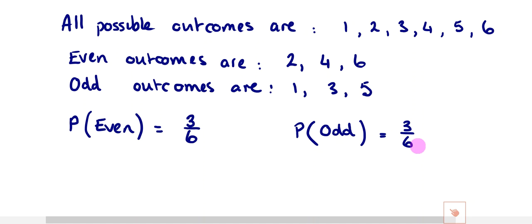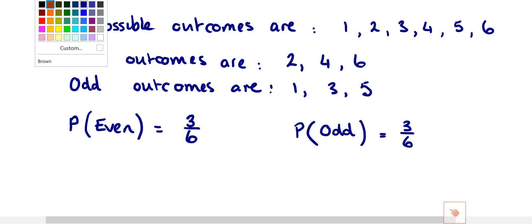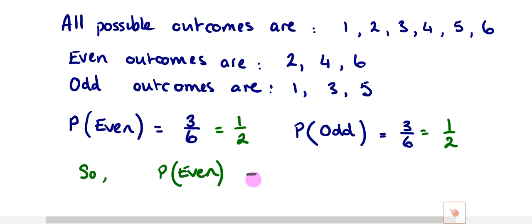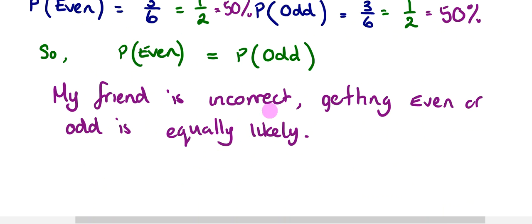Sadie, you with me? Yeah, writing these down. Which equals 1 over 2. So, the probability of even is actually equal to the probability of odd. I'll pause for you to write it down. We should add this to our answer. My friend is incorrect. Getting even or odd is equally likely.